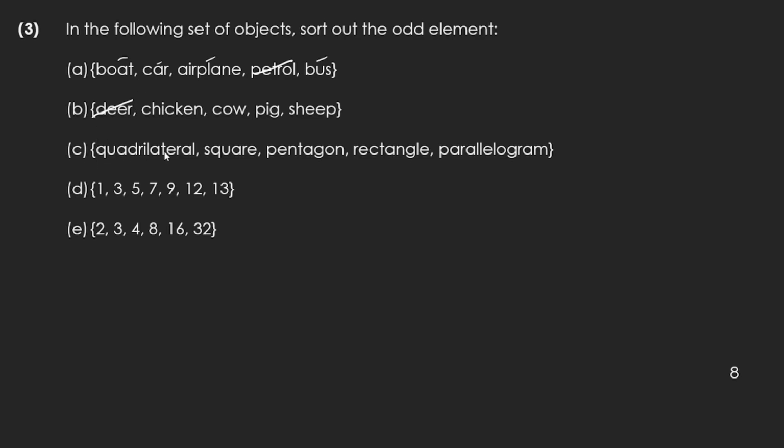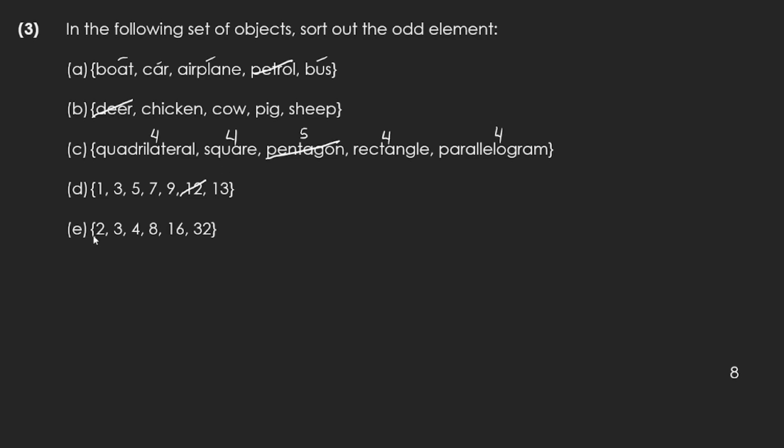C, we have quadrilateral, square, pentagon, rectangle, parallelogram. Let's just count how many sides there are. Quadrilateral, there's 4. Square, there's 4 sides. Pentagon, there's 5 sides. Rectangle, there's 4 sides. Parallelogram, there's also 4 sides. So the pentagon here is the odd element. D, we have 1, 3, 5, 7, 9. I think we all know that these are all odd numbers, which brings us to 12, which is an even number, and 13, which is an odd number. So 12 is the odd element.